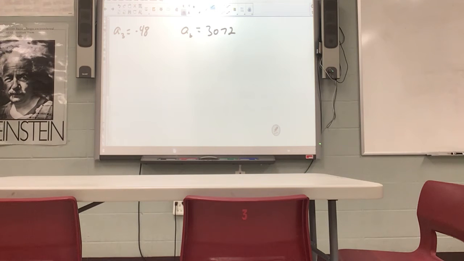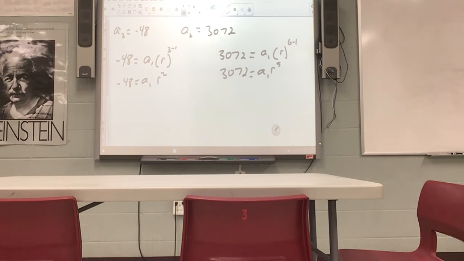So A base n, we're going to use on this side, negative 48 is equal to, we don't know our A base 1, and we don't know our R, but we do have an n of 3, so 3 minus 1. Right? We okay on that? Okay, let's do the same with that 3,000 number over there. 3,072 is equal to A base 1 times R to the 6 minus 1, which is the 5th.